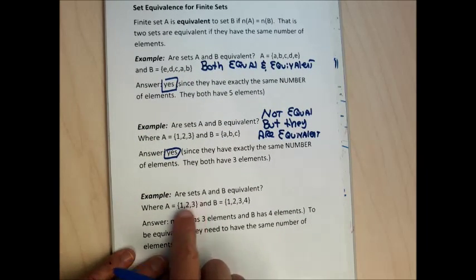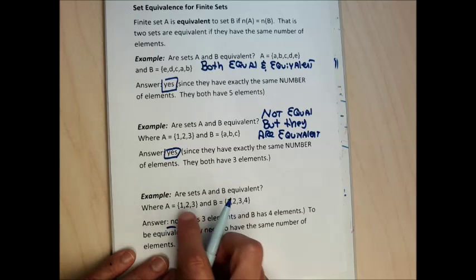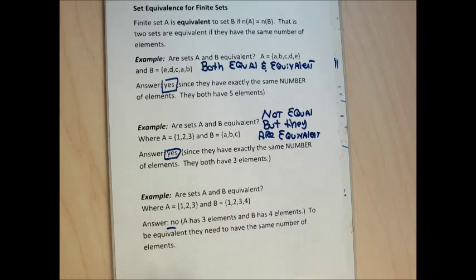And then the last example, are these two sets equivalent? And the answer would be no, because A has 3 elements and B has 4 elements, and to be equivalent, you have to have the same number of elements.